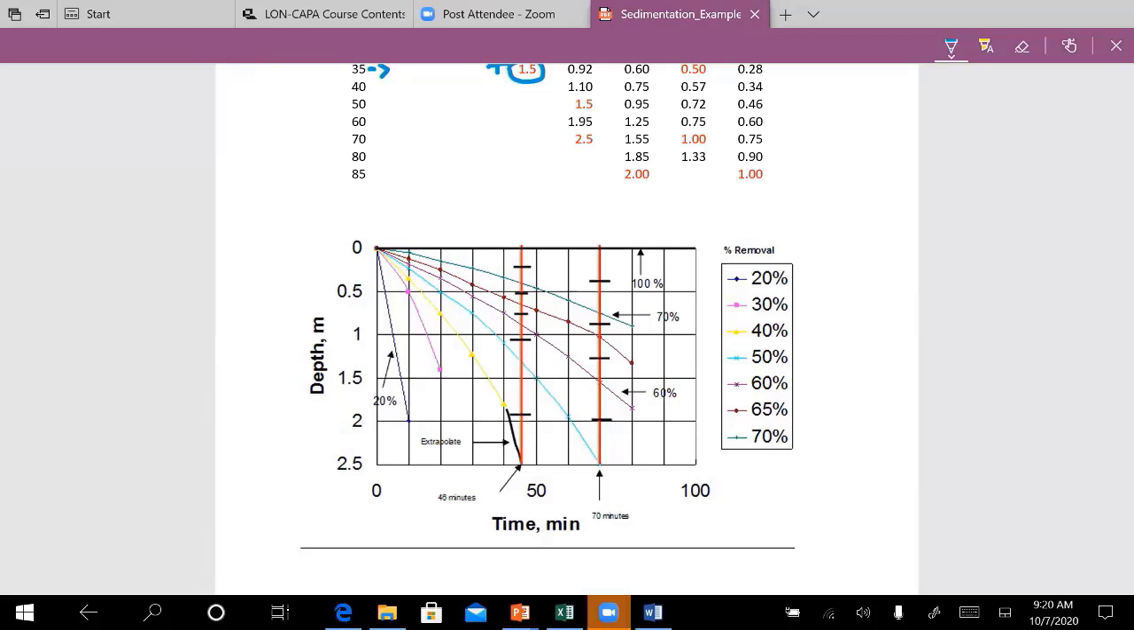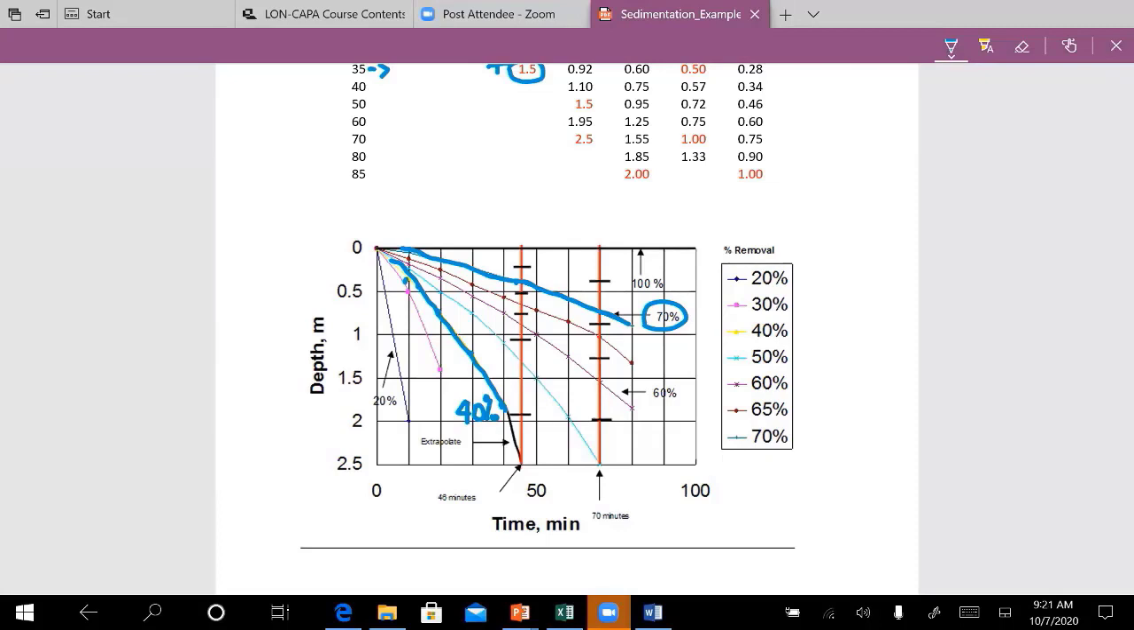So we've plotted data here, and this is the iso concentration line corresponding to 40%. We do this for each of the percentage lines. For instance, here is our 70% line. Does this make sense so far?